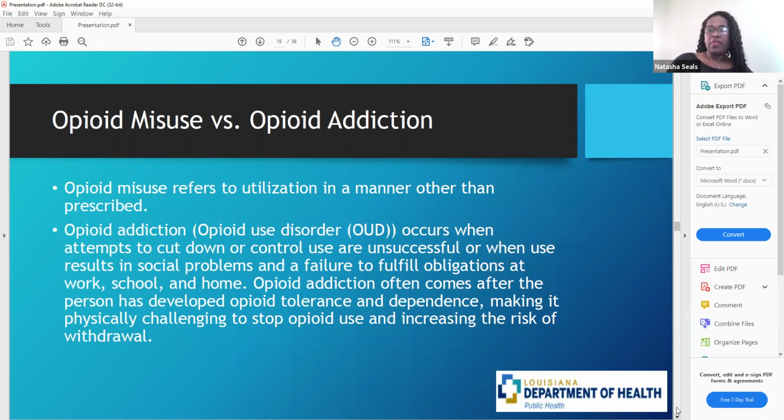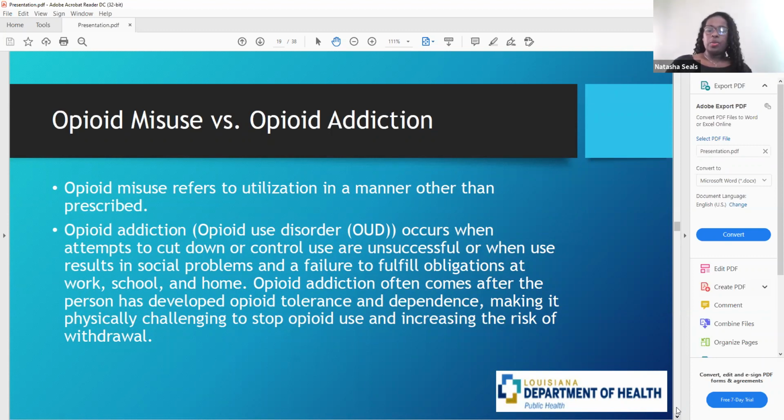Now let's take a quick pivot and look at addiction. This occurs when attempts to cut down or control use are unsuccessful, or when it results in social problems and failures to fulfill obligations, such as your work, school, or the things that are associated with home. Addiction often comes after the person has developed tolerance and dependence, and it makes it physically challenging to stop the use because of increasing risk of withdrawal.